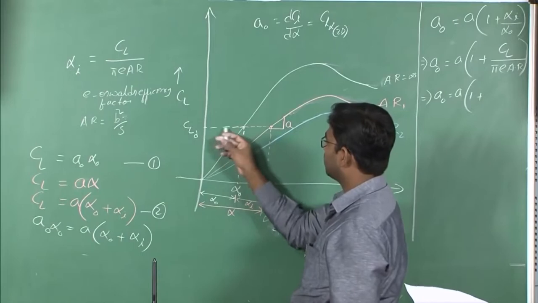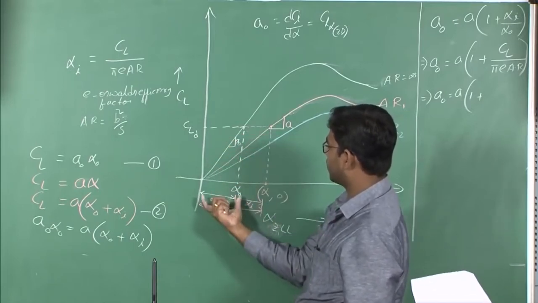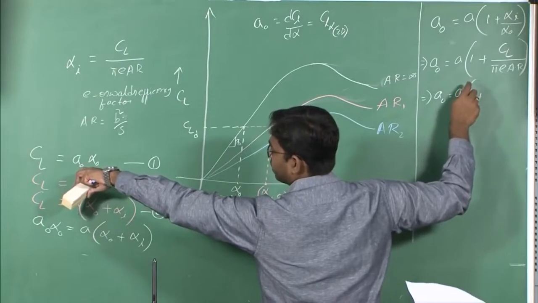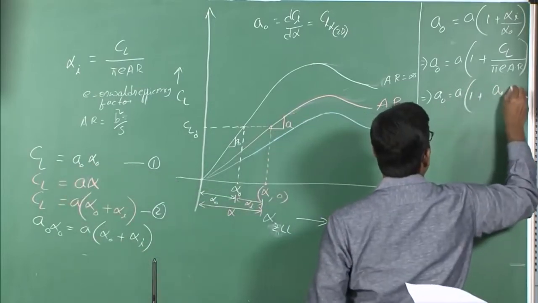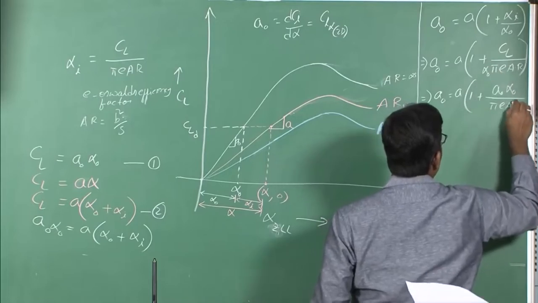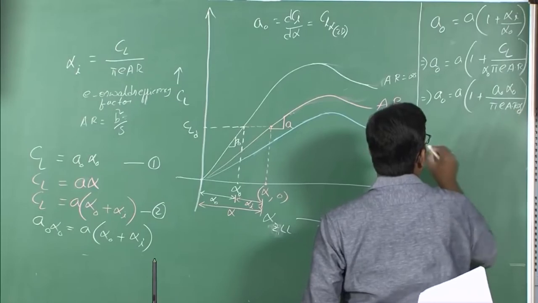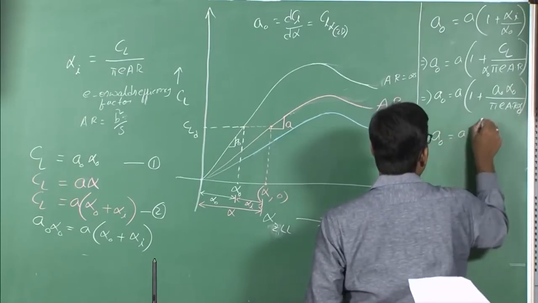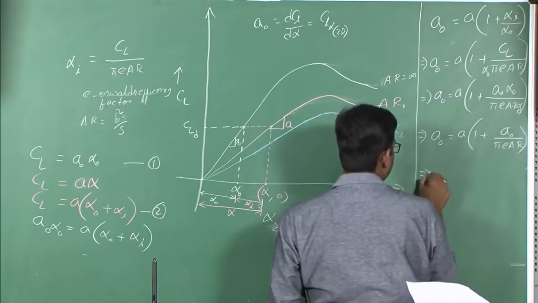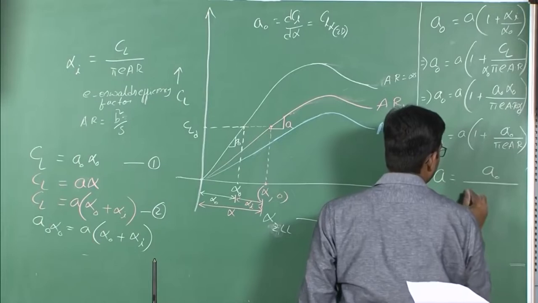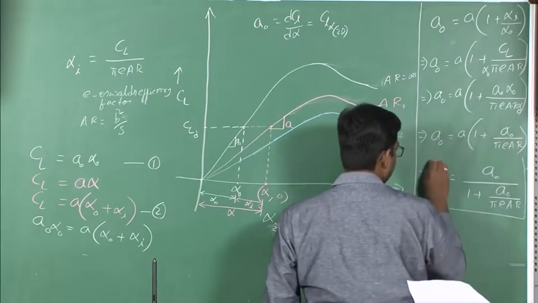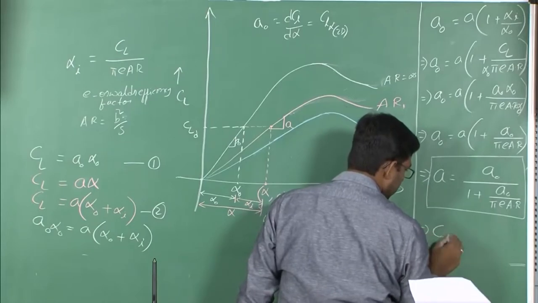So, we can achieve CL from this airfoil by trimming it at a particular alpha naught, right. So, that means the CL that I can achieve here is a naught into alpha naught from the airfoil. This implies a naught is equal to a into 1 plus a naught by pi AR. A is equal to a naught by 1 plus a naught by pi e AR, which is CL alpha.